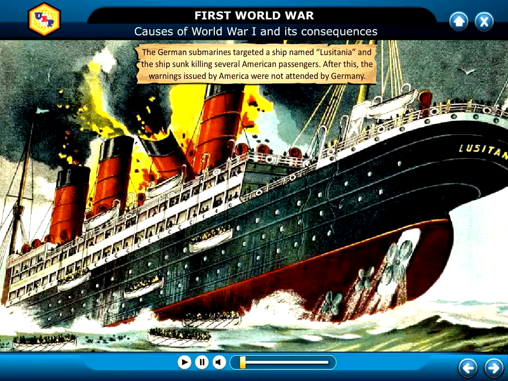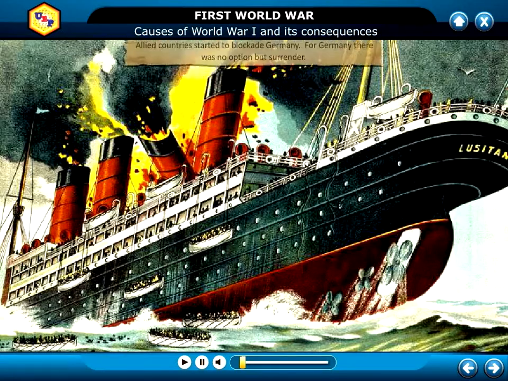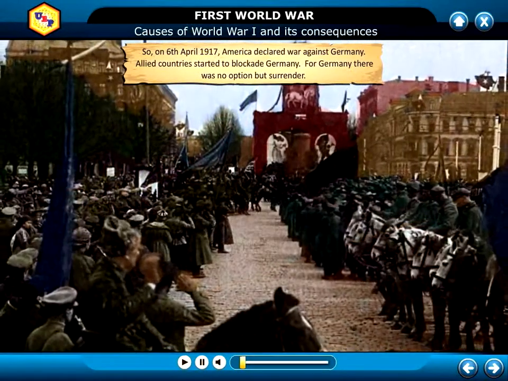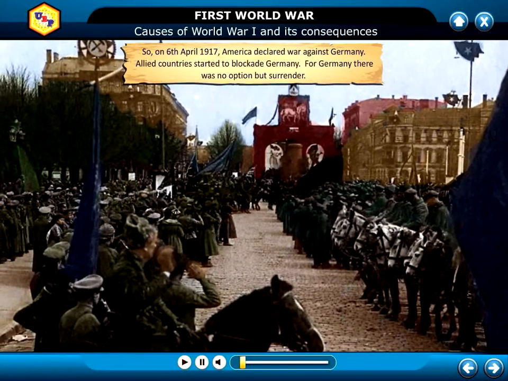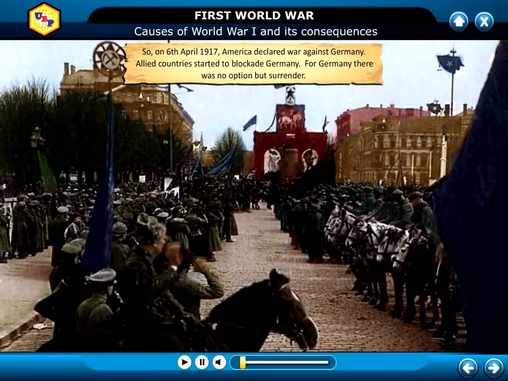The German submarines targeted a ship named Lusitania, and the ship sunk, killing several American passengers. After this, the warnings issued by America were not attended by Germany. So, on 6th April 1917, America declared war against Germany. Allied countries started to blockade Germany.